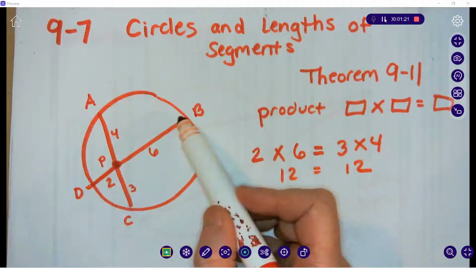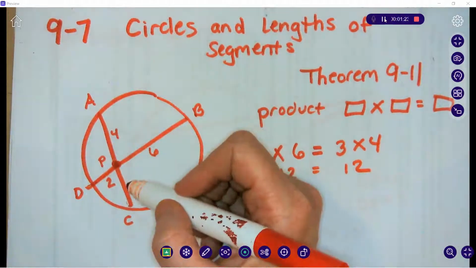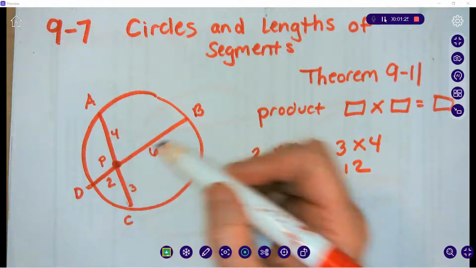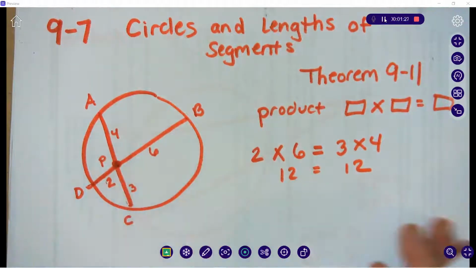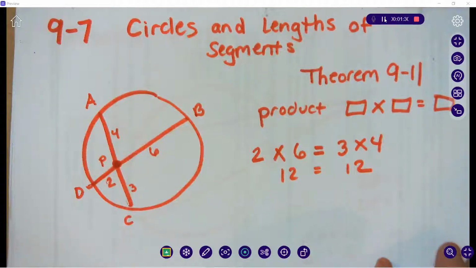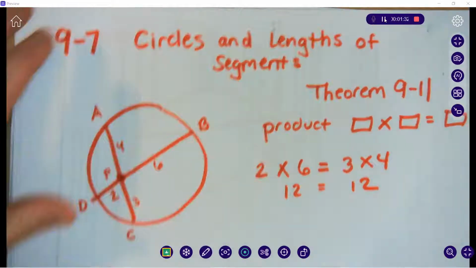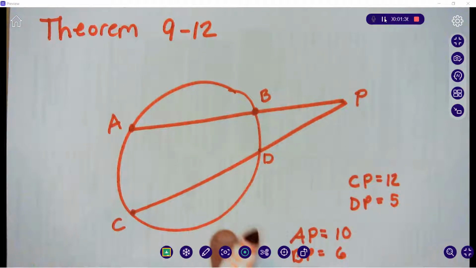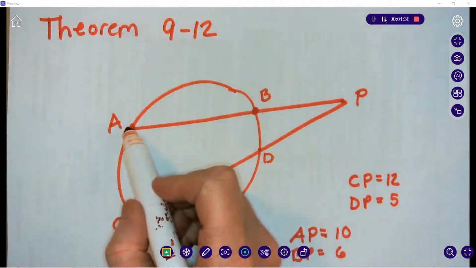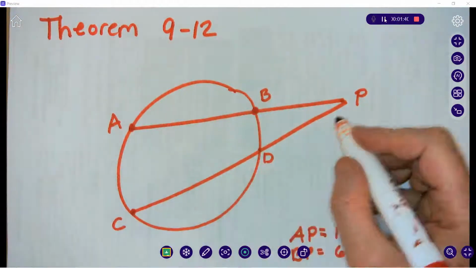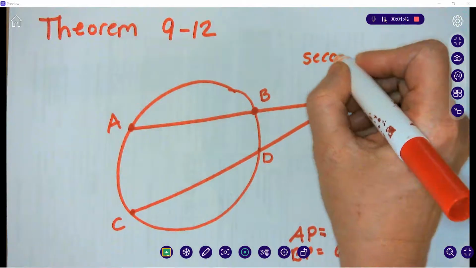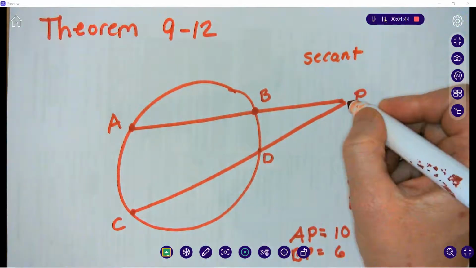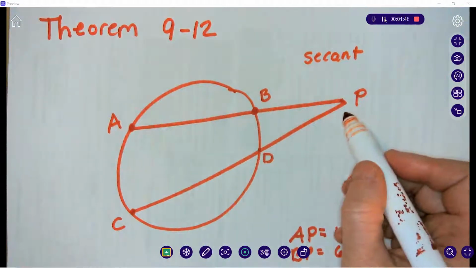That if you have two chords that intersect, then the product of the pieces of one chord has to equal the product of the pieces of the other. So we'll do some examples that work with that theorem in a second, but I want to show you theorem 9.12. Theorem 9.12 is similar, only this time instead of chords we have two secants. Remember that a secant forms an angle outside of the circle. So then it becomes something different.